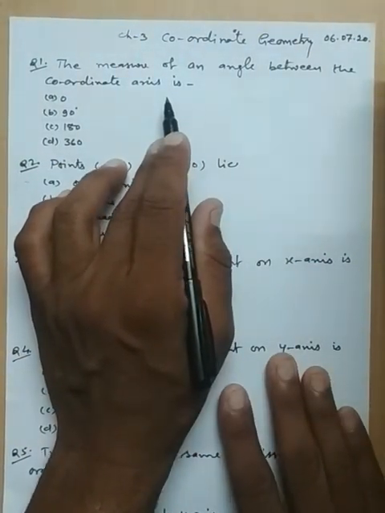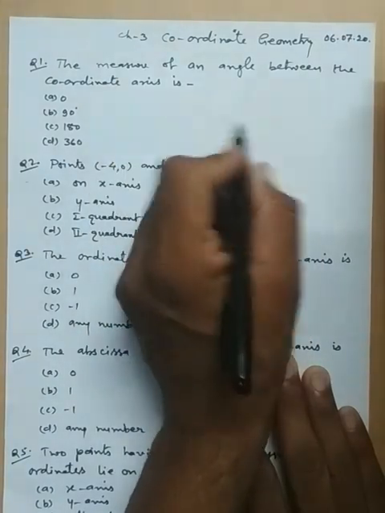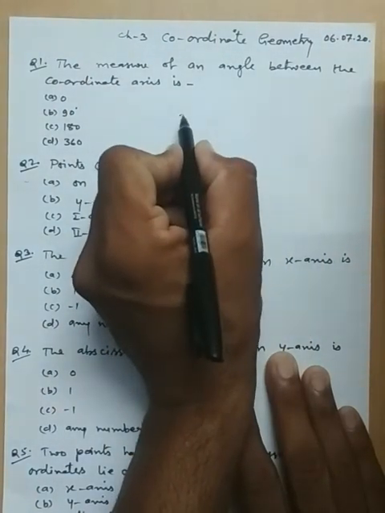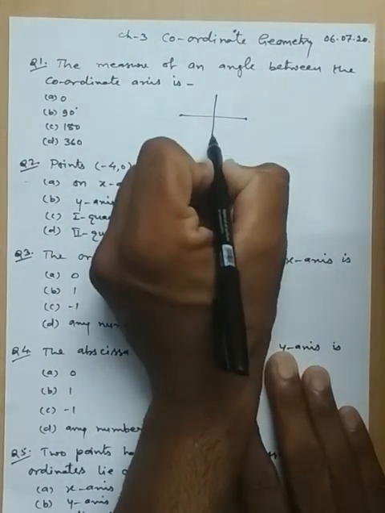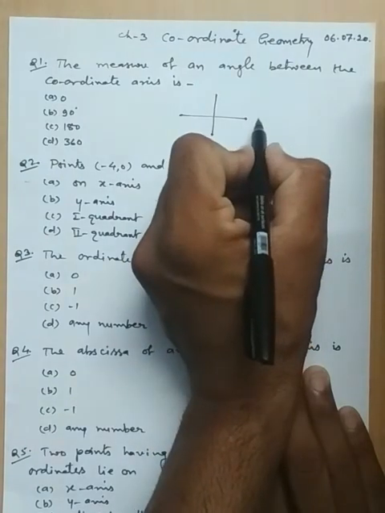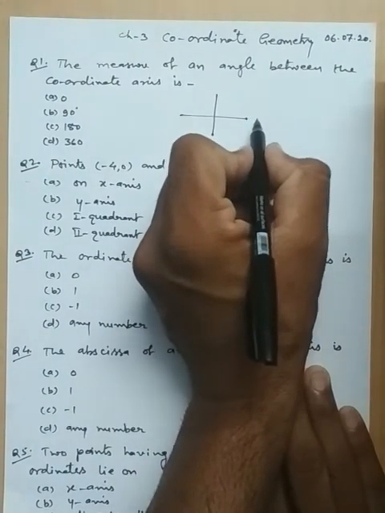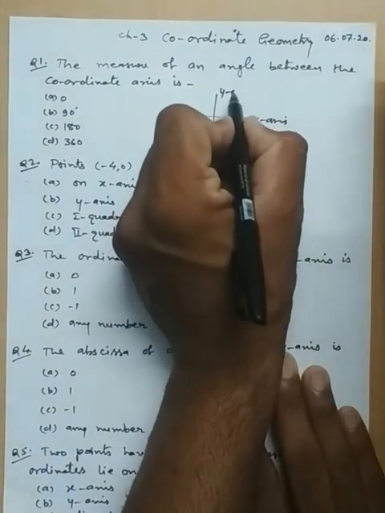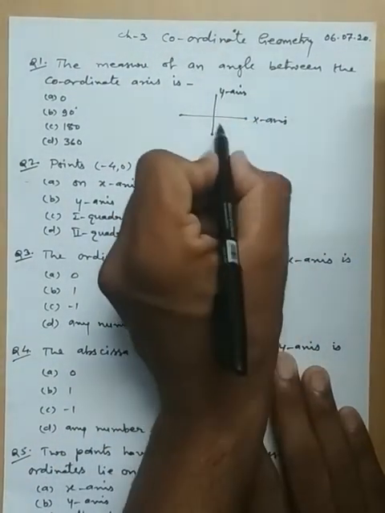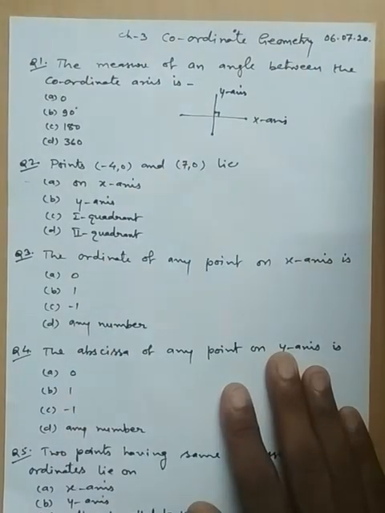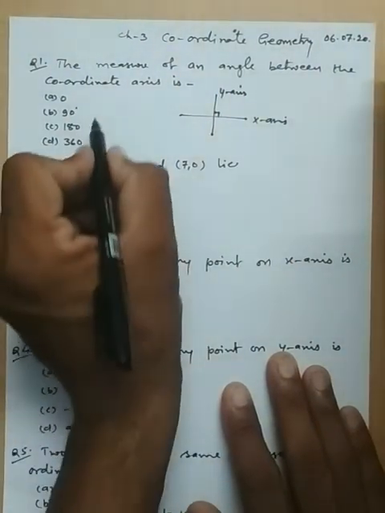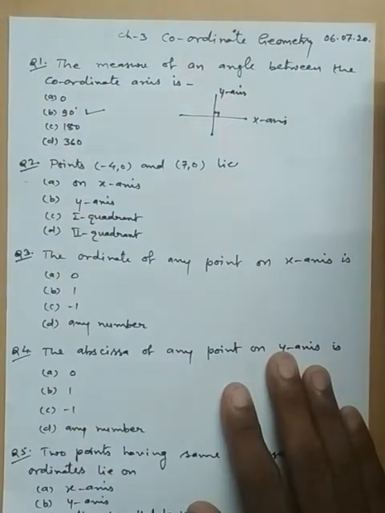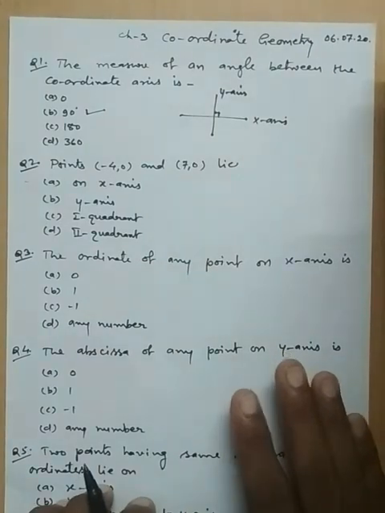Here the coordinate axes are on a plain paper. If we draw a horizontal and a vertical line, these are called the coordinate axes. This is the x-axis and this is the y-axis. The angle between the coordinate axes is 90 degrees. So the solution of the first question is option B, 90 degrees.